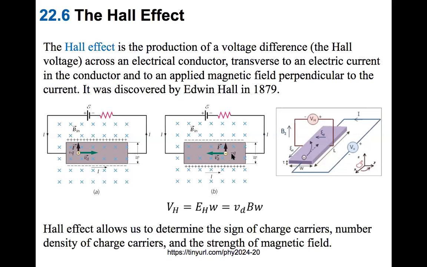You can use the Hall effect to, one, determine the signs of the charge carriers, and also to determine the strength of the magnetic field if it is unknown. In that case, you would already know the charge carrier and the number density of the charge carriers. So that's the Hall effect.